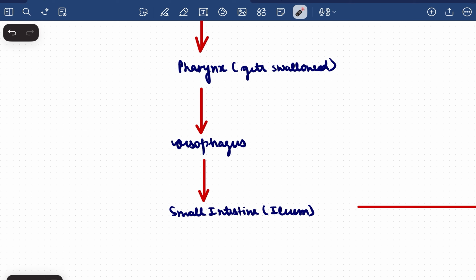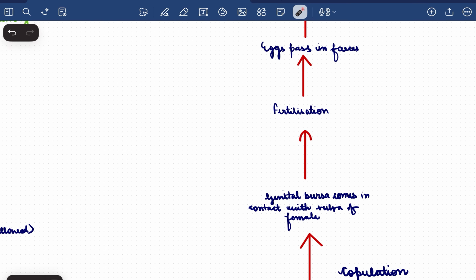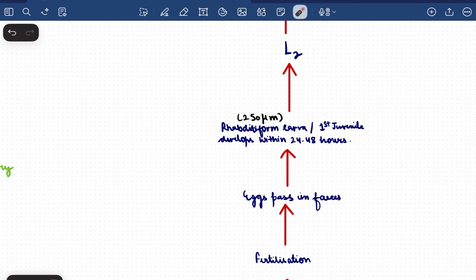After it has reached the intestine, it undergoes 2 molts to transform into an adult. When it has become an adult, copulation happens, aided by the genital or copulatory bursa, which penetrates the vulva of the female. Fertilization happens and eggs are passed with feces. Now these eggs take about 24 to 48 hours to transform into a Rhabditiform larva, or the first juvenile, which is about 250 micrometers in length.